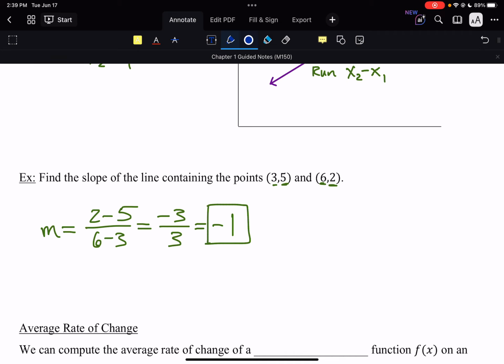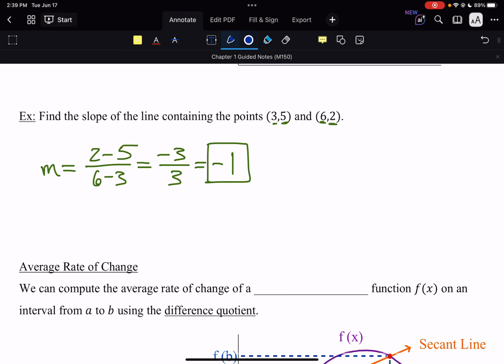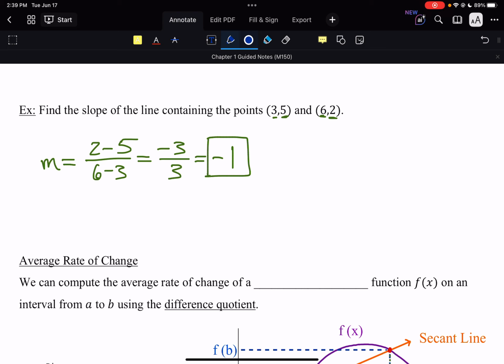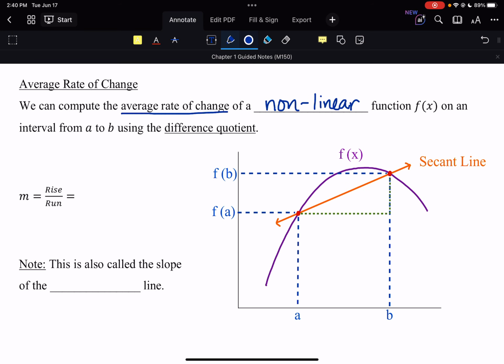Now, when we talk about slope of a line and how it relates to functions, which we've been talking about in the last couple of sections, we kind of relabel these things a little bit. So we can compute what we call the average rate of change of a non-linear function, f of x, on an interval from a to b using the difference quotient. So I have a diagram here for us to look at, and I know there's a lot going on here, and we're going to talk through it.